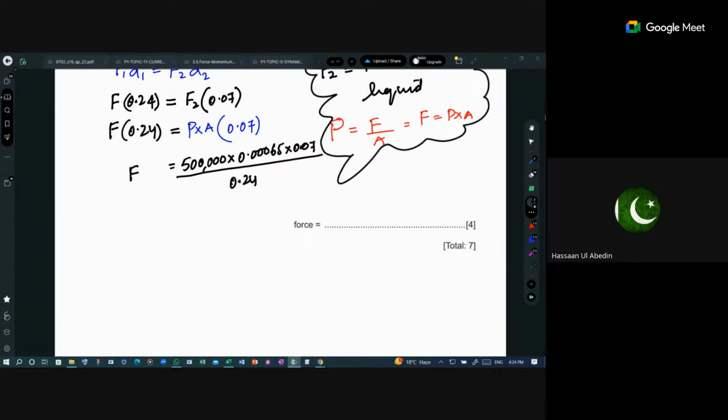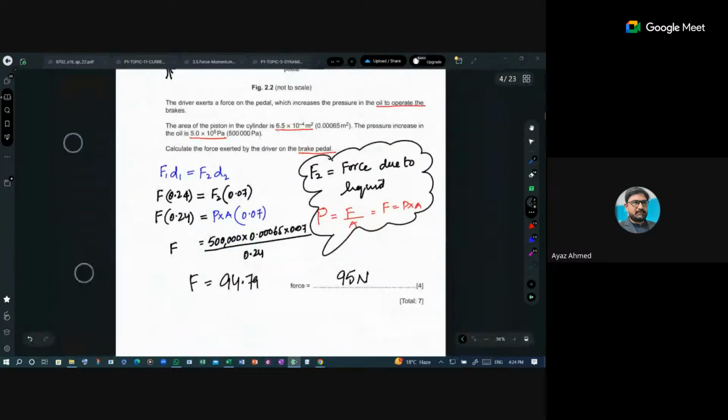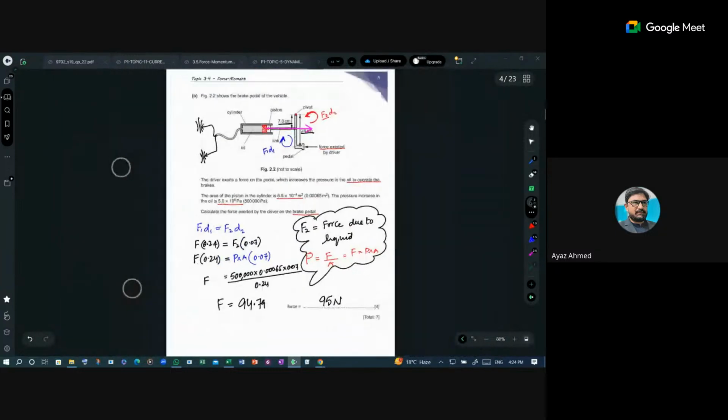94.791666. 94.79. Right. That's fine. So if this is 94.79, it means we have to round it off to 95 Newton. Right? How much Newton do we have? 95 Newton force is being applied on that. So is this question clear to both of you?